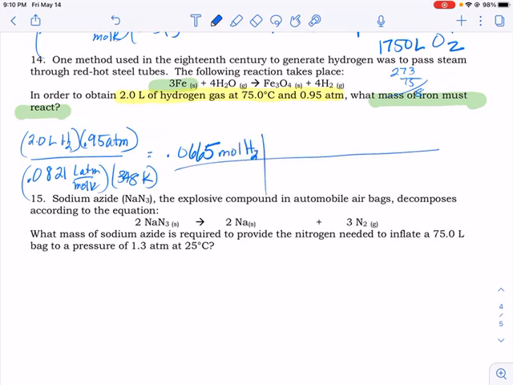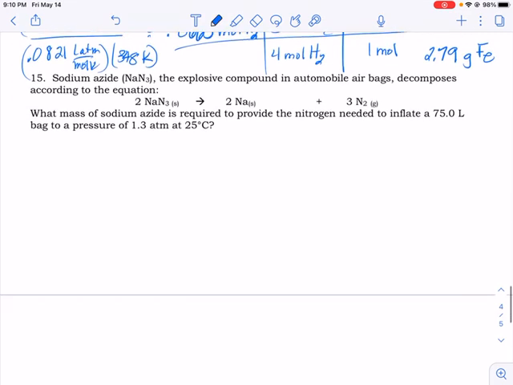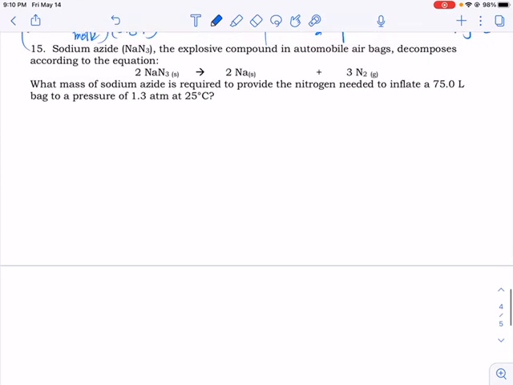Now, we're going to go from 4H2 to 3 moles of iron. We want to know mass, so we're going to multiply by the molar mass, which is 55.85 grams in 1 mole. And the answer we get is 2.79 grams of iron. Number 15.